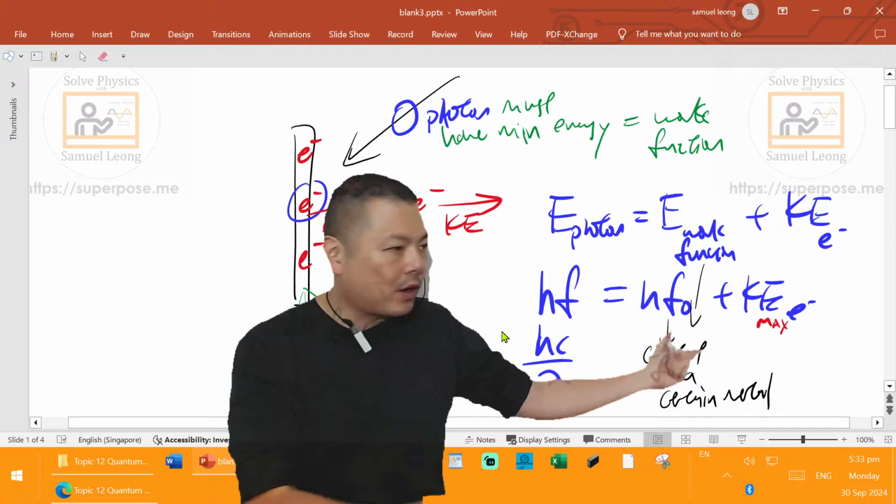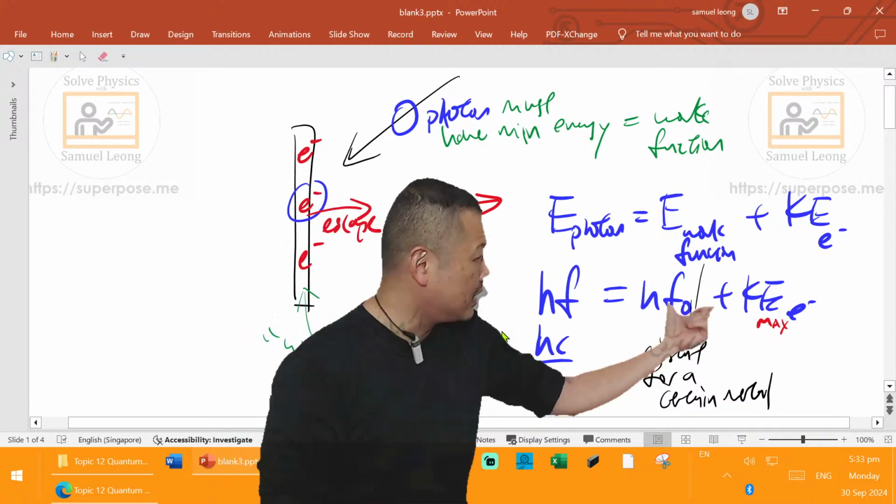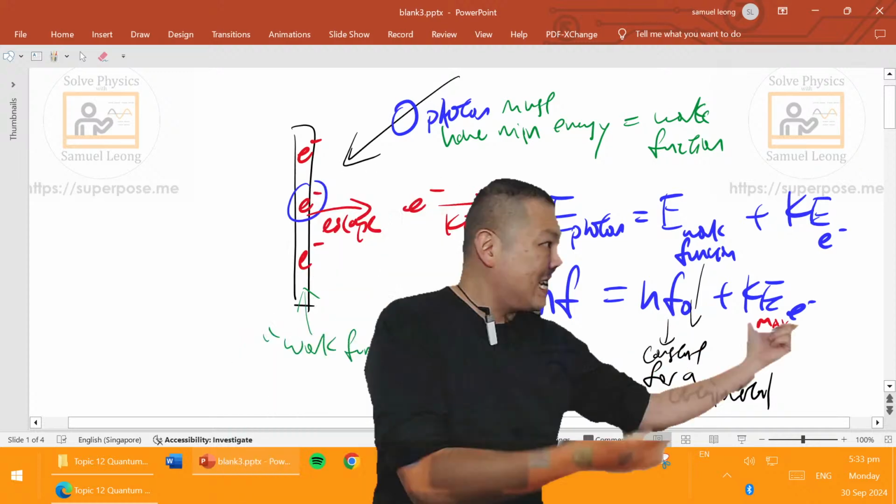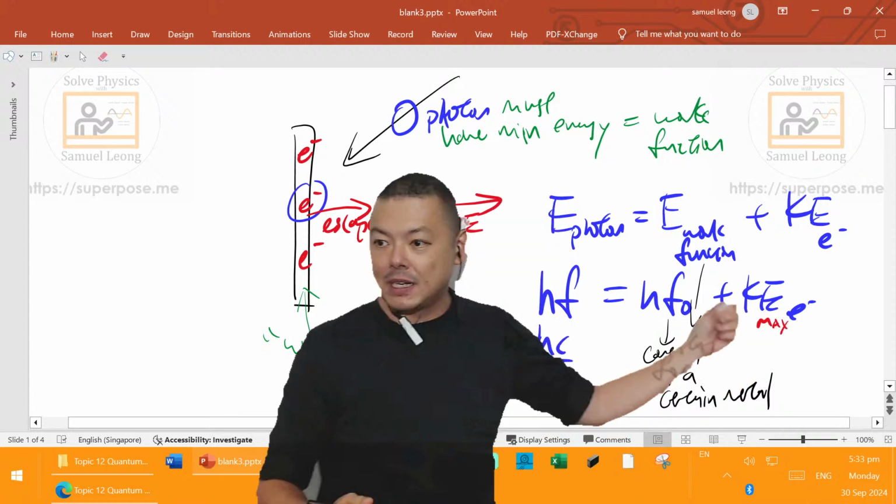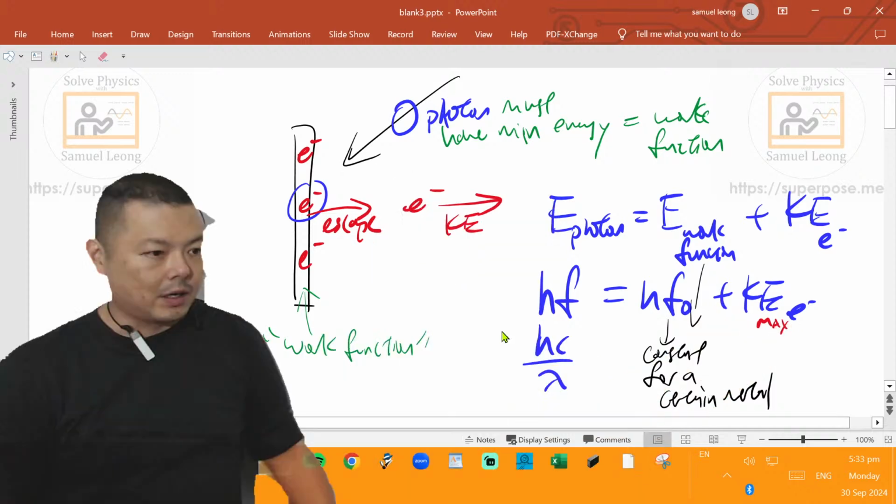So hf naught is the work function of the metal here, whereas this Ke max will be the Ke of the electron that's being emitted out. Are we okay on this so far?